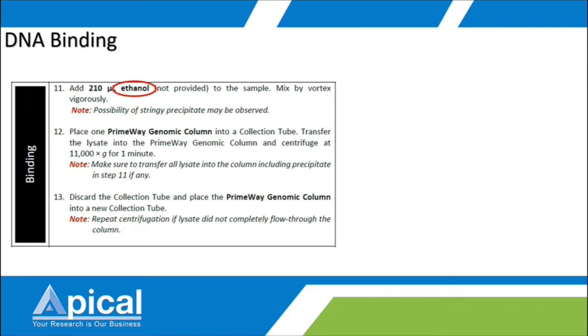So the principle for the spin column is that the DNA will bind to the silica membrane in the presence of a high concentration of chaotropic salt. This chaotropic salt can be phenol, ethanol, guanidine hydrochloride, urea, and also lithium perchlorate. Okay, so ethanol is one of them. That is why it will facilitate the binding of the DNA to the silica membrane in the spin column.